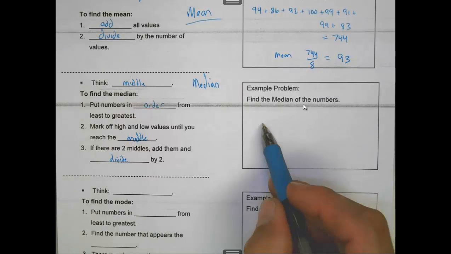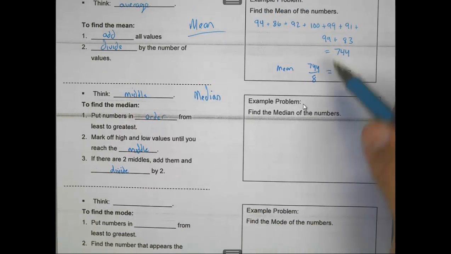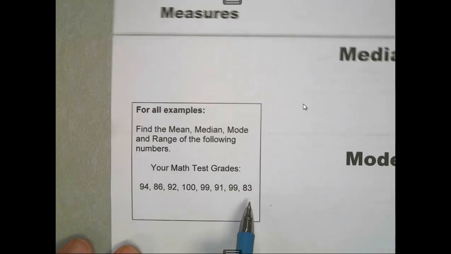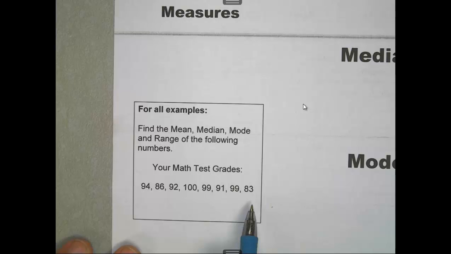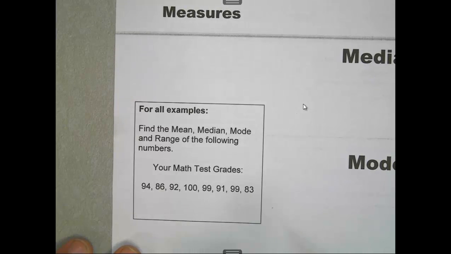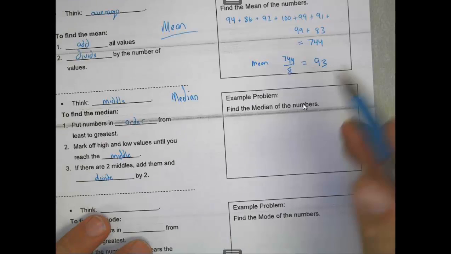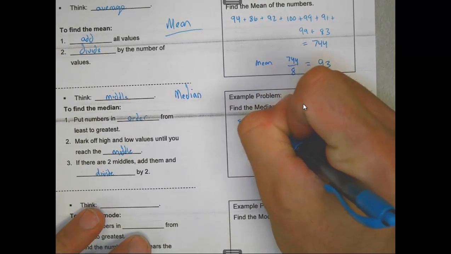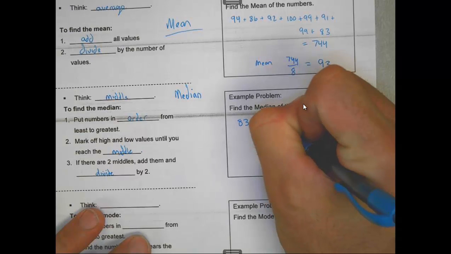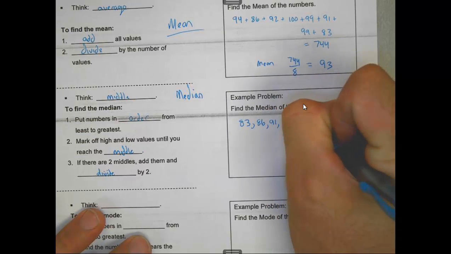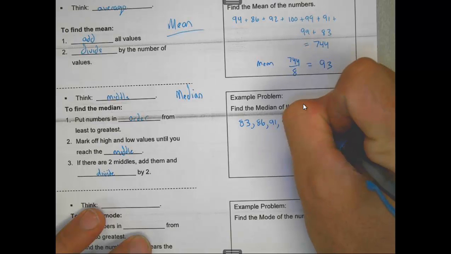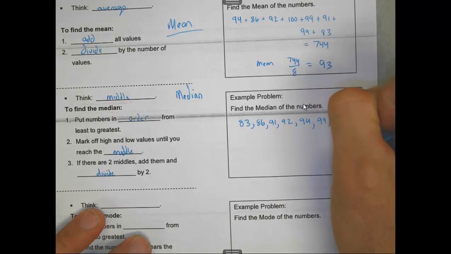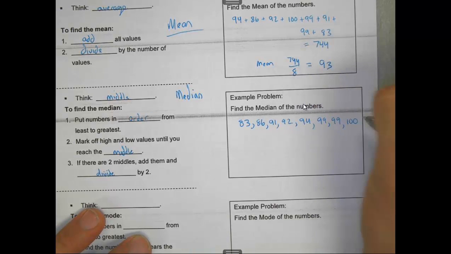So the first step is to arrange the numbers. Take these numbers that we had on the other side here, and we need to arrange them from least to greatest. All right? So 83 is going to be the smallest one. And we're going to go ahead and arrange those. So we have 83, and then 86 is the next biggest one, and then 91, and then 92, and then 94, and then 99. 99 appears twice, and then 100. Okay.